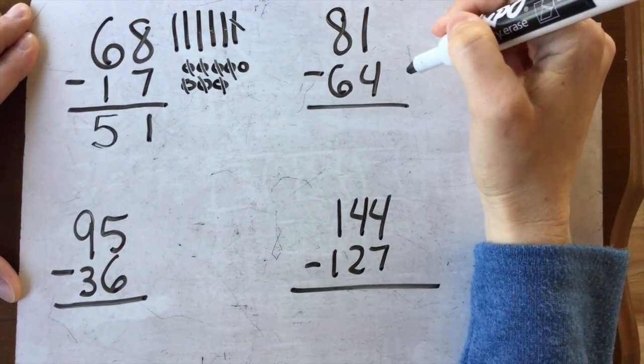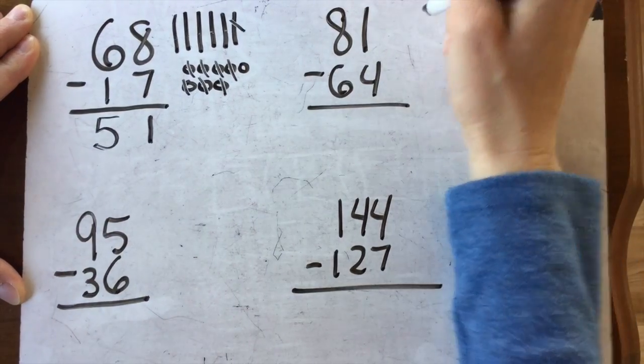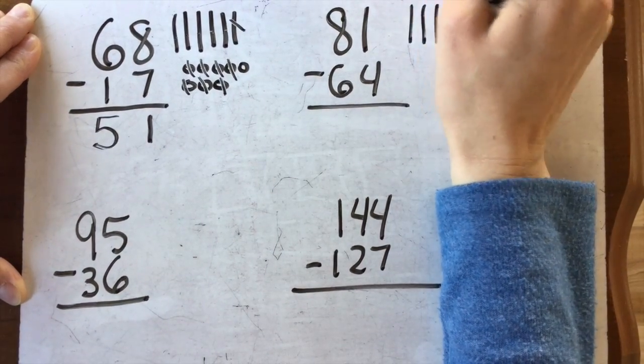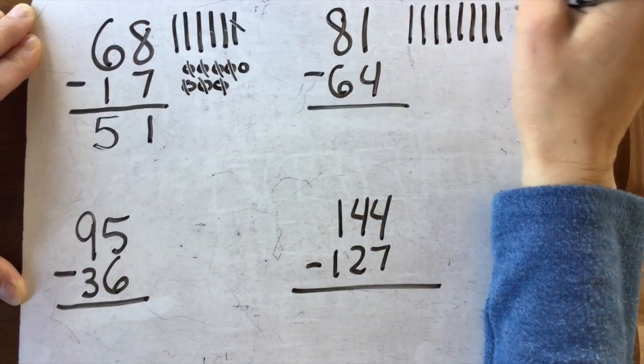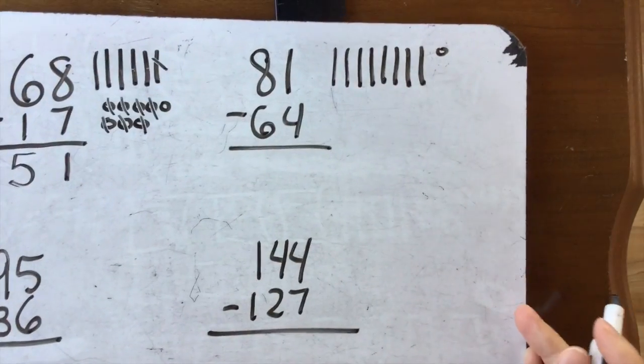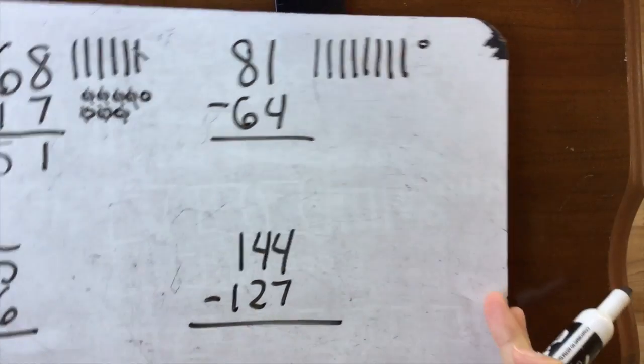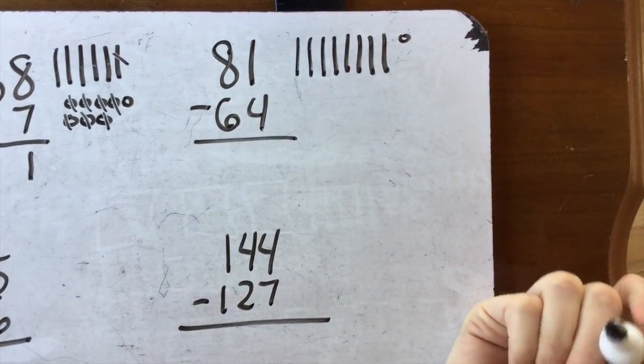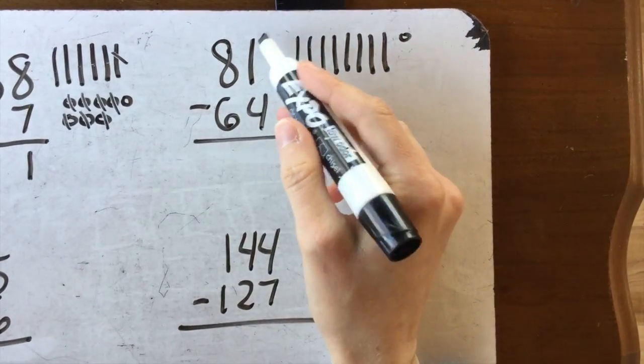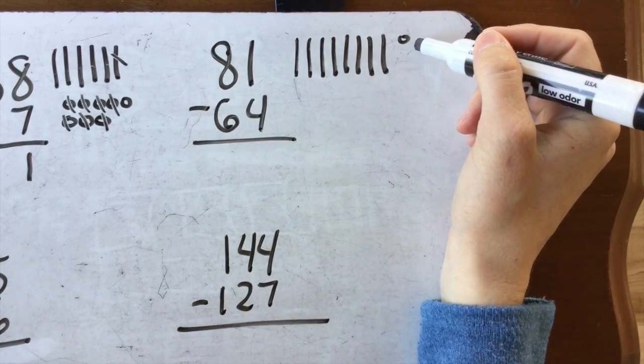Let's move on to this problem. We have 81, so we need 8 tens, 1, 2, 3, 4, 5, 6, 7, 8, and 1 one. All right, so let's look at 64. We need to subtract 64 from this number. We're going to start with the ones. We only have 1 one.